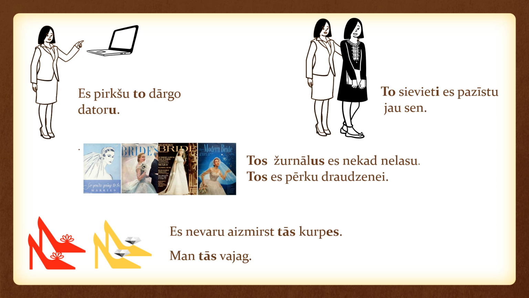So what is the form? The verb will dictate. Es nevaru aizmirst tās kurpes. I can't forget those shoes. Man tās vajag. I need them. I need those. Oh, I'm sorry, I'm not, as always, an English language specialist, so I hope you get an idea. The verb vajadzēt, vajag, I need, asks for accusative afterwards. And we have the tendency to use two pronouns in a row. So man tās vajag. And we could actually say the sentence also, man vajag tās.